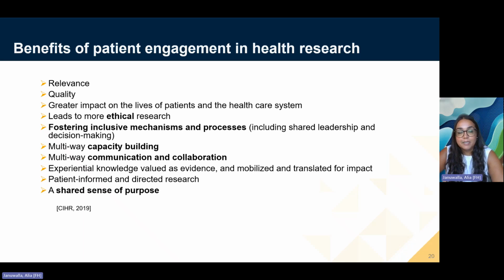facilitates multi-way capacity building. So there's a lot of opportunities for many members of the research team to learn how to communicate and collaborate. It emphasizes that experiential knowledge, so knowledge that we have based on our lived experience, is valued as evidence, and it's mobilized and translated for impact. And there's a shared sense of purpose. And I think most importantly, it's that moral imperative around nothing about us without us.